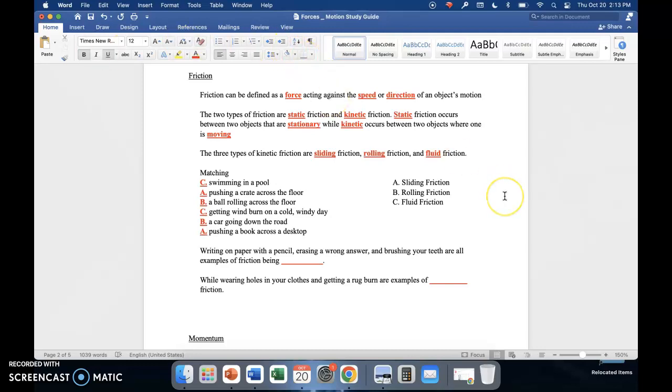Now, we have talked about how friction is necessary in some cases. In some cases, we do not want friction. Okay? So writing on a paper with pencil, erasing a wrong answer, brushing your teeth in the morning, these all are forms of friction that are very helpful. Okay, we could not do those without friction. On the other hand, we don't necessarily want to wear holes in our clothing or get rug burns when we fall down on carpet. So this would be what we consider harmful friction.